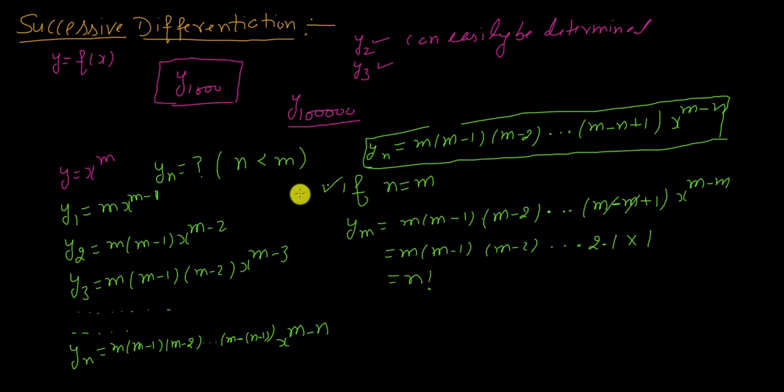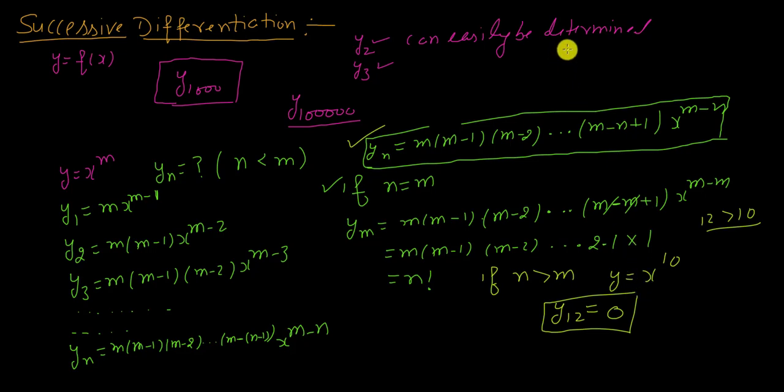So this is the second case, when n is equal to m, and if n is less than m, in that case we have the nth order derivative as this one. But if n is greater than m, like we are given a function y is equal to x raised to the power 10, and we are required to find its 12th order derivative. Here 12 is greater than 10, so it will obviously be 0.